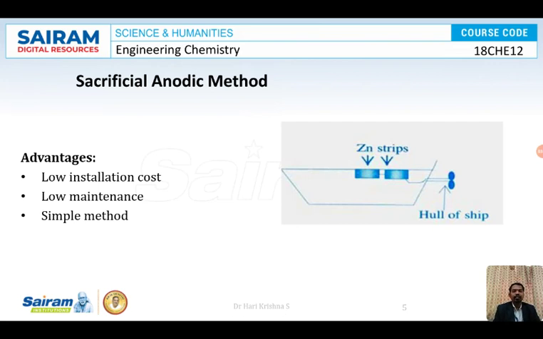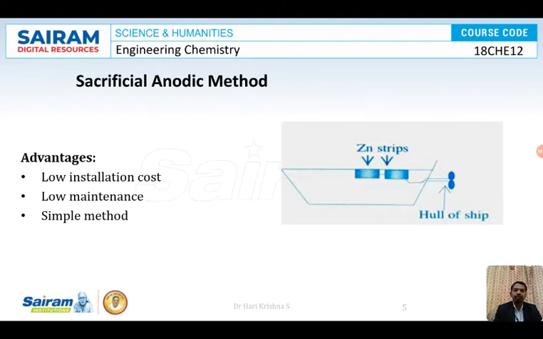Let us consider the best example, a ship. The base of the ship is made up of iron. You know that a ship undergoes differential aeration corrosion: the part of the ship below the water level acts as anode and the part above the water level acts as cathode. So the anode undergoes corrosion, a hole will be formed, water enters the ship, and the entire ship will sink.